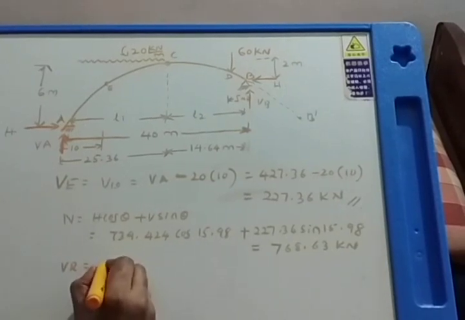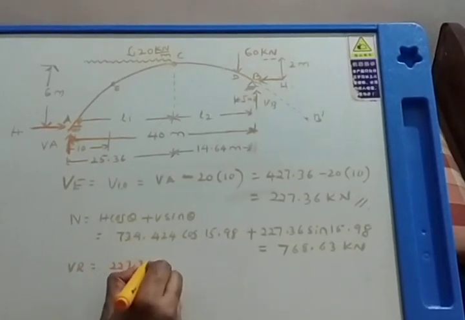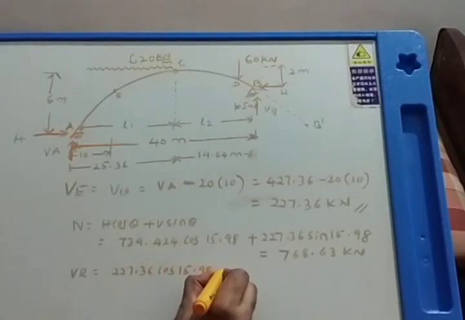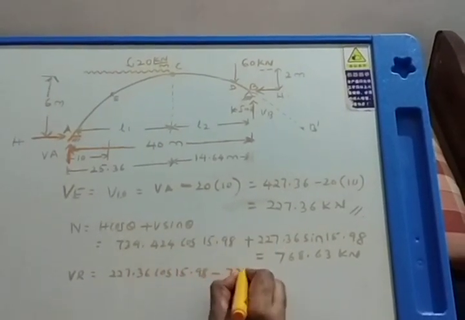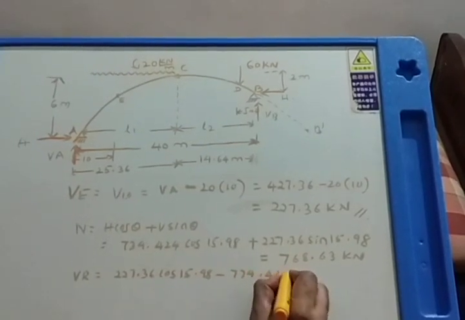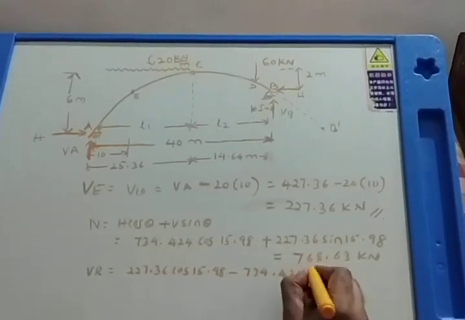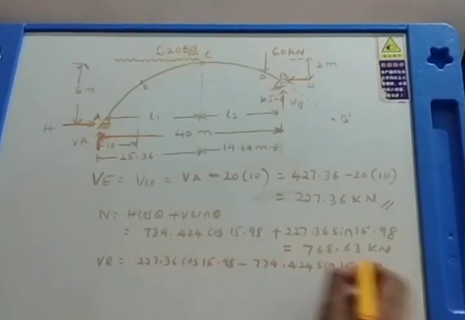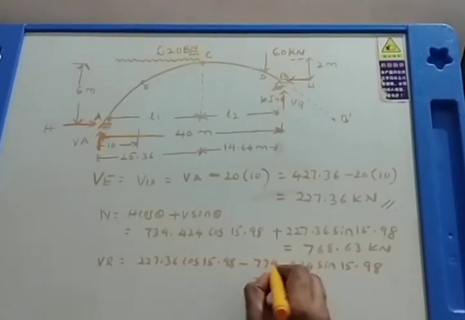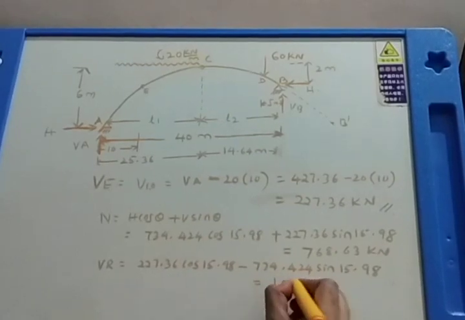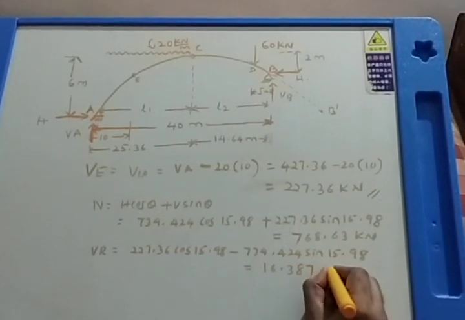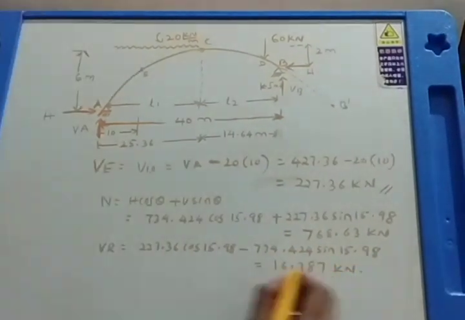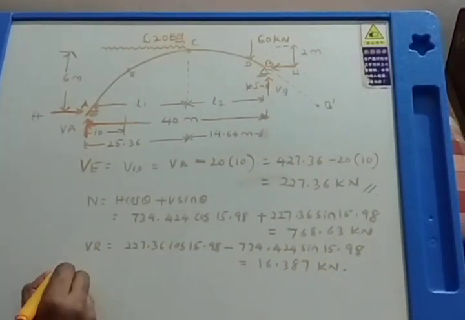Similarly, you can do radial shear, V cos theta. V cos theta is 227.36 cos of 15.98 minus H, 734.424 sine of 15.98. So if you do the calculation, you are going to get a radial shear which is equal to 16.387 kilonewton. So we have found out normal thrust, radial shear. Now let us find out bending moment at E.